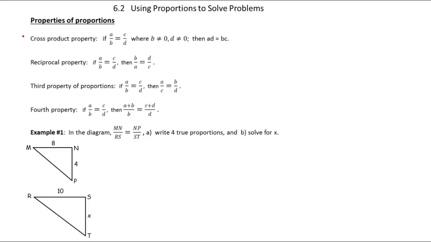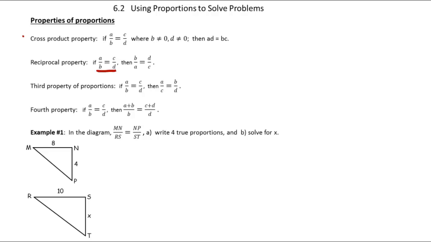Now the reciprocal property says that I can flip both of those over. If I have A over B equals C over D again, then an equivalent property would be that B over A, that ratio, is going to equal D over C. So if I flip one of them over, I have to flip the other one over, but they're still an equal proportion.